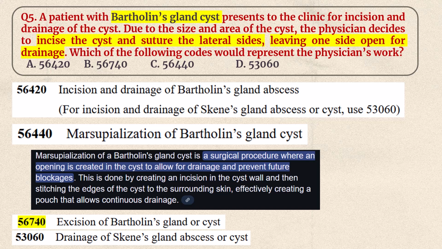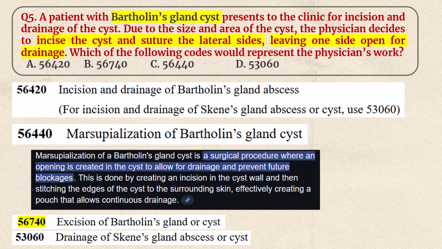This is done by creating an incision in the cyst wall and then stitching the edges of the cyst to the surrounding skin, effectively creating a pouch that allows continuous drainage. That is, when you do the I&D, incision and drainage of Bartholin cyst, the one side is sutured and the other side is kept open. This procedure is called marsupialization. But in this question, the term marsupialization is not mentioned, but you have to know this is a marsupialization case.